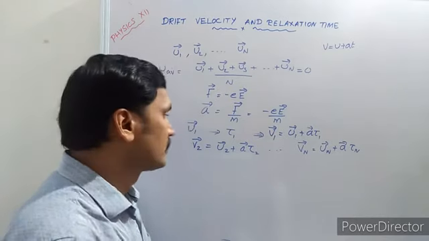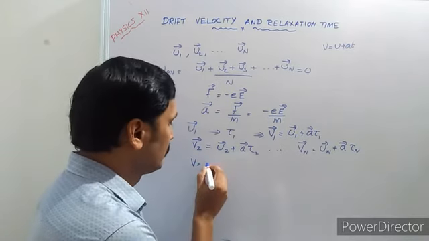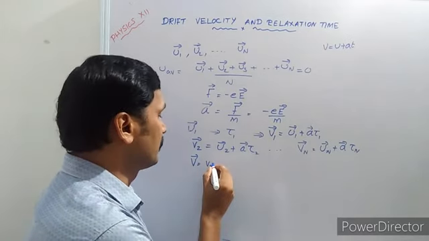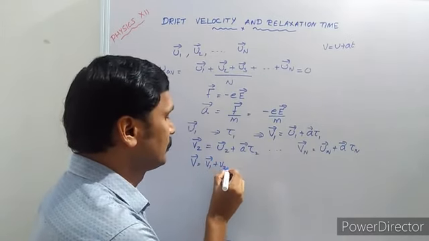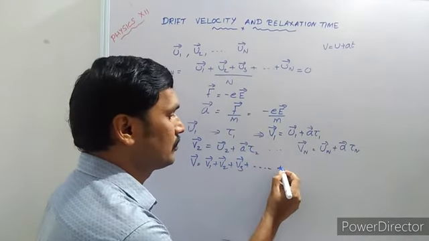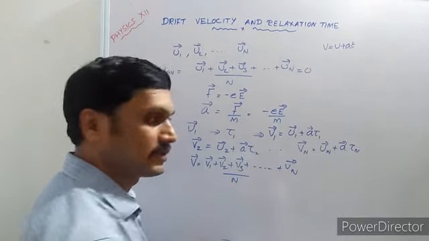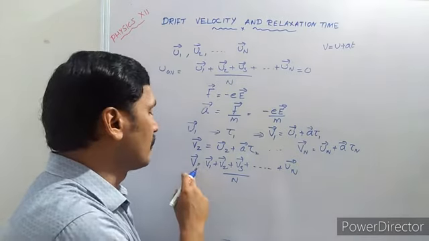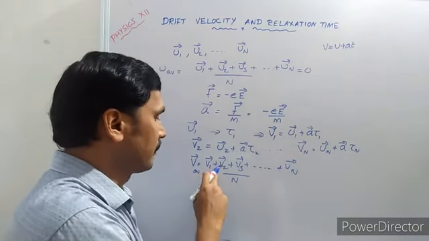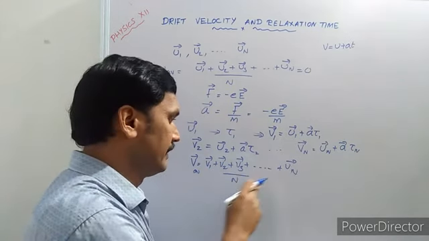Now we calculate the average velocity gained by the electron in the presence of an external electric field. V average is equal to v1 plus v2 plus v3 plus etc. up to vn, by the number of electrons. Say n is the total number. So average velocity is v1 plus v2 plus v3 plus etc. up to vn by n.